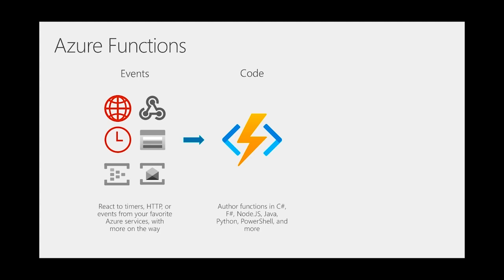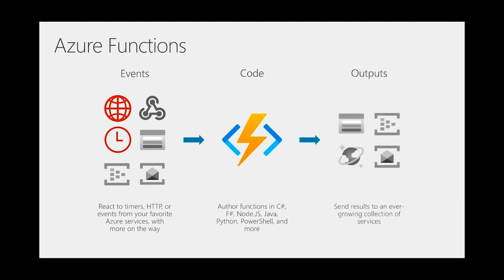Then you define your code in Azure Functions, and you can write your code in a number of different programming languages like C#, F#, Node.js, Java, and so many more. And you essentially will have something called output, right? After executing your code, you may want to send an email notification, you may want to send SMS, you may want to save some data into a database like Cosmos DB, or you can even invoke some other process.